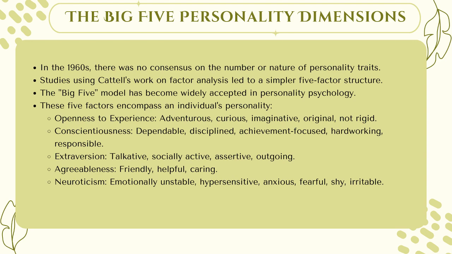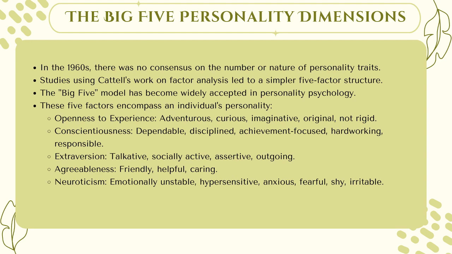The Big Five are the elements that make up each individual's personality. 1. Openness to experience. These people are adventurous, curious, imaginative, original, not rigid. Then we have 2, conscientiousness. They are dependable, disciplined, achievement-focused, hardworking, and responsible. Then 3, extroversion. These ones are talkative, socially active, assertive, outgoing.